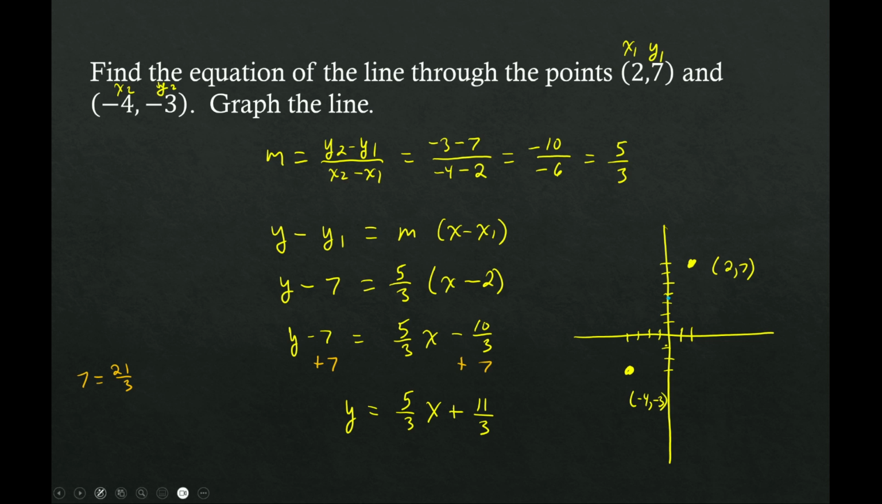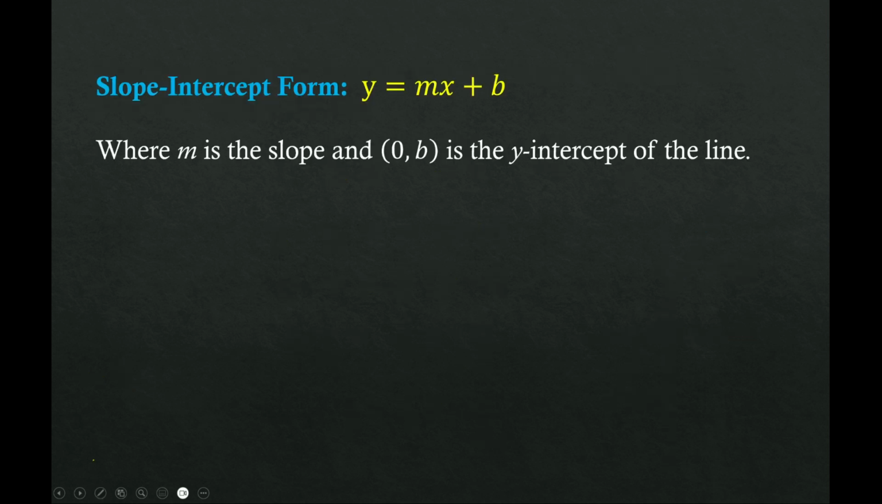And then once again, we can connect those to give us the line. You will notice this line is rising as you go from left to right, because it's got a positive slope. You'll also notice the 11/3 is where it's crossing the y-axis, which gets us to the next form of the line. The next form is what's called the slope-intercept form, y equals mx plus b, where your m is the slope and the b is the y-coordinate of the y-intercept.